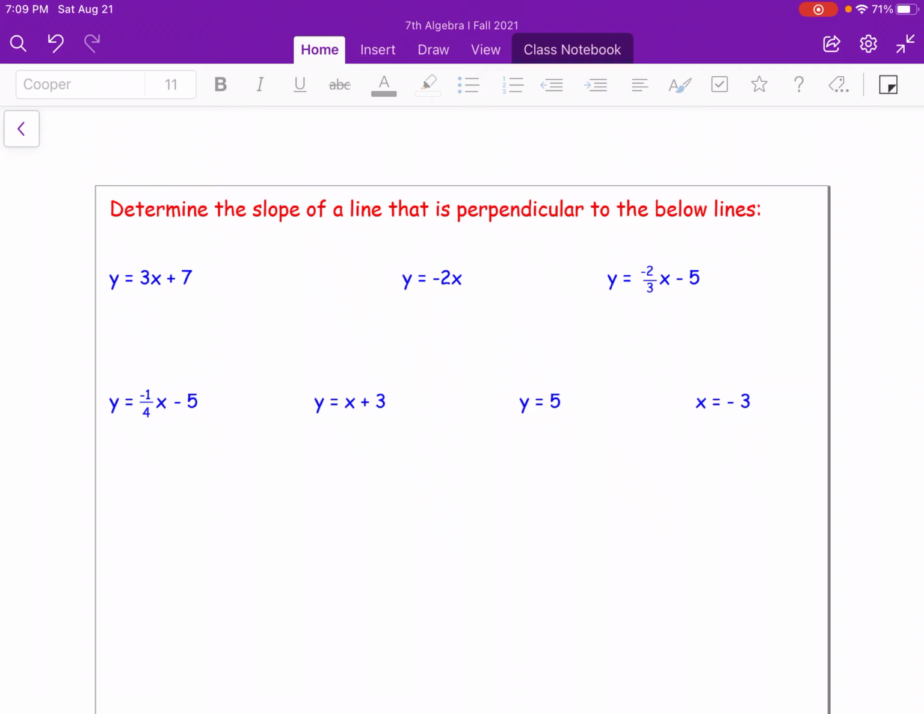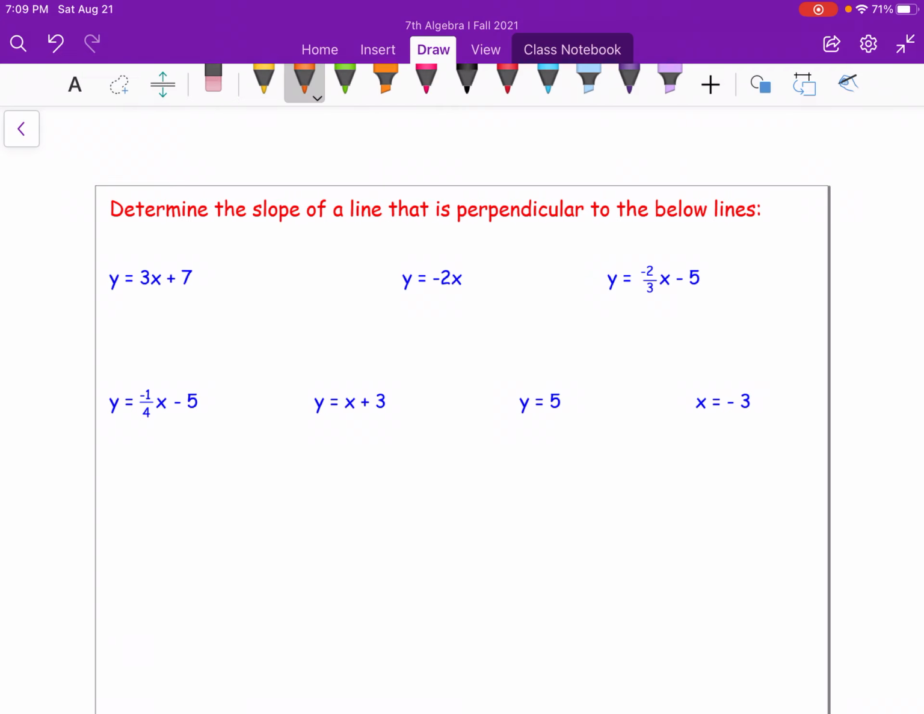So we're going to determine the slope of a line that's perpendicular to the following. So this first one, 3x plus 7, has a slope of 3. So the perpendicular slope would be negative 1/3. And again, remember, 3 is the same as 3 over 1. So you have to flip that fraction. Similarly, the next one has negative 2. So if I wrote that as a fraction, that's negative 2 over 1. So if I flip that, that becomes 1 over 2, and it's going to be positive.